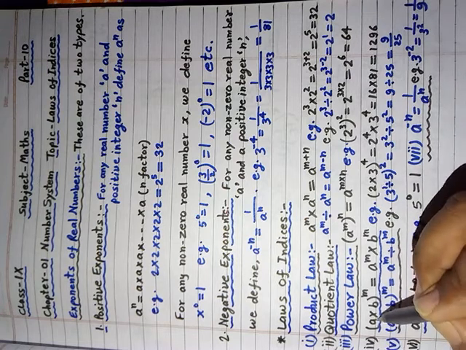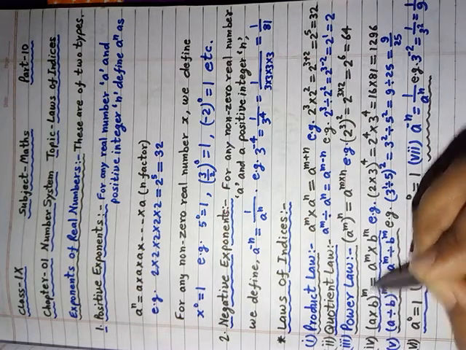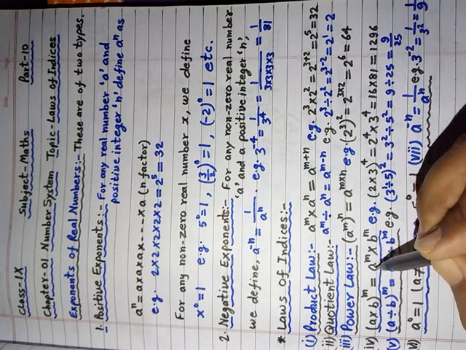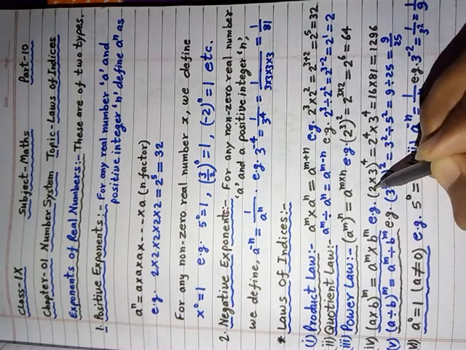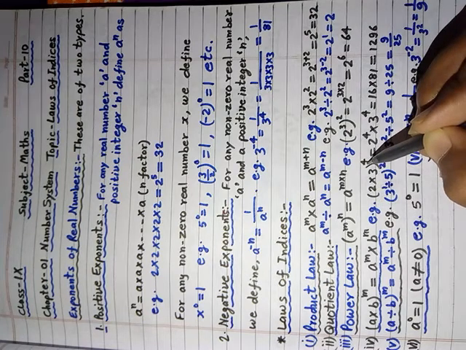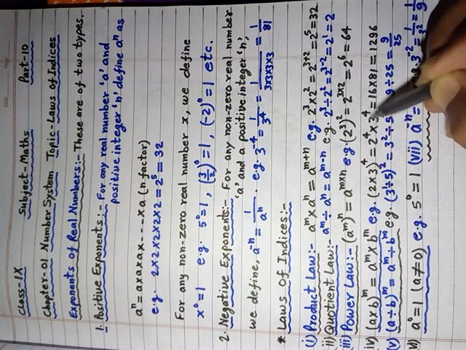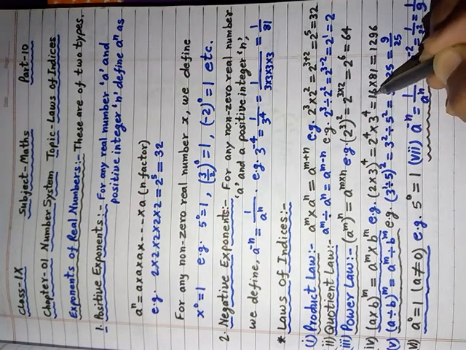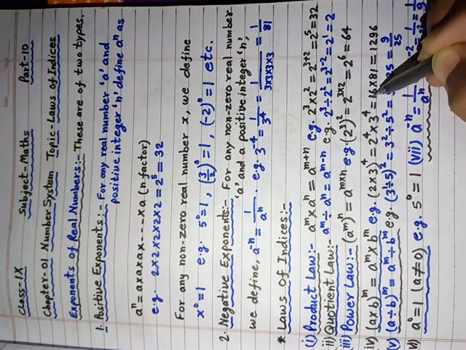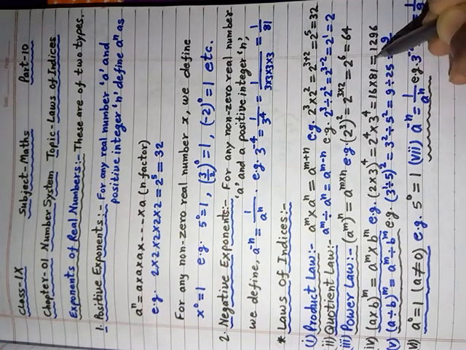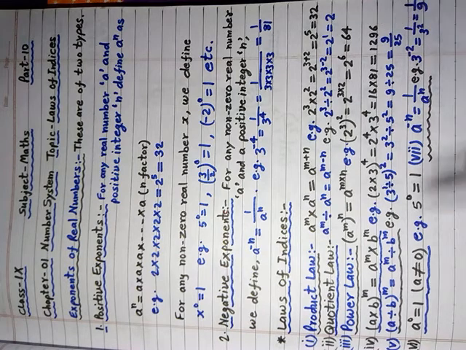Fourth, a into b whole power m, so a power m into b power m. For example, 2 into 3 whole power 4, so 2 power 4 into 3 power 4. 2 power 4 is 16 and 3 power 4 is 81. So if you multiply these two numbers, you get 1296.